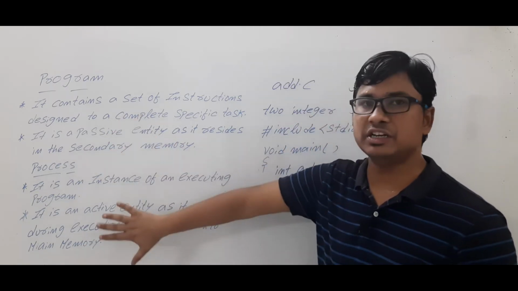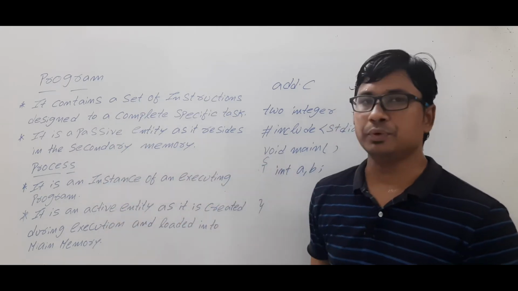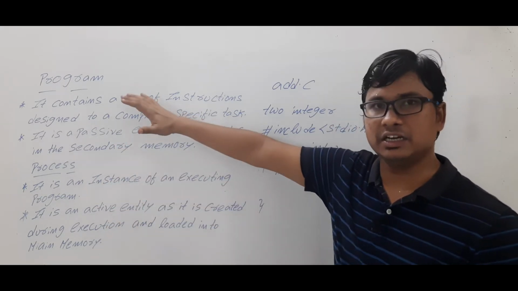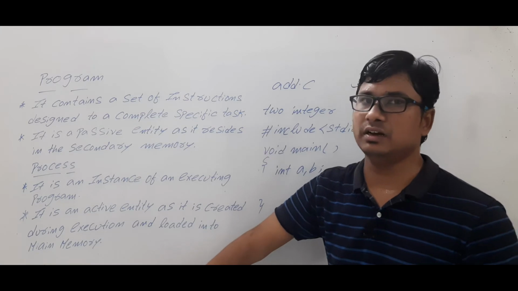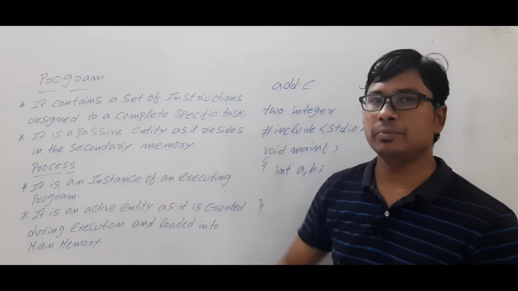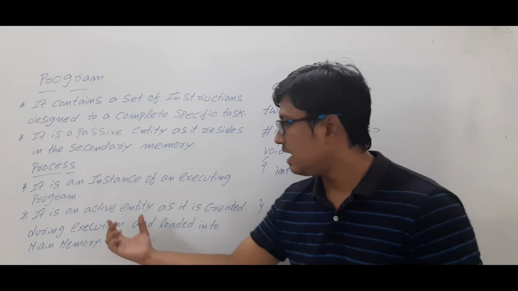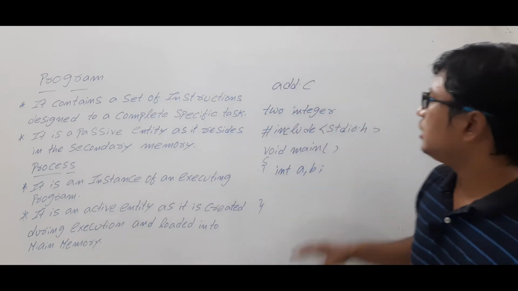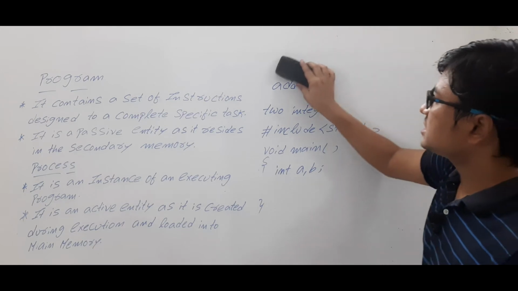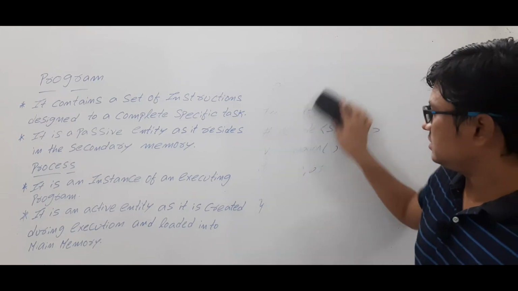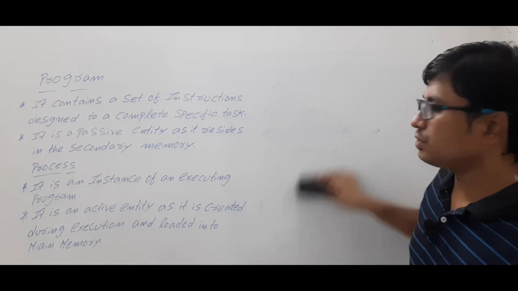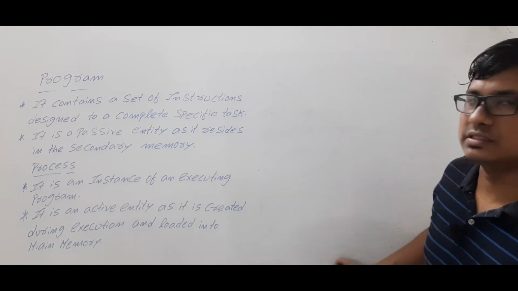So this is the difference between a program and a process. A program resides in the secondary memory, a process resides in the main memory, and a program is called a passive entity and a process is called an active entity. Is it clear? Now let me discuss the structure of a process. What the process looks like and what it consists of.